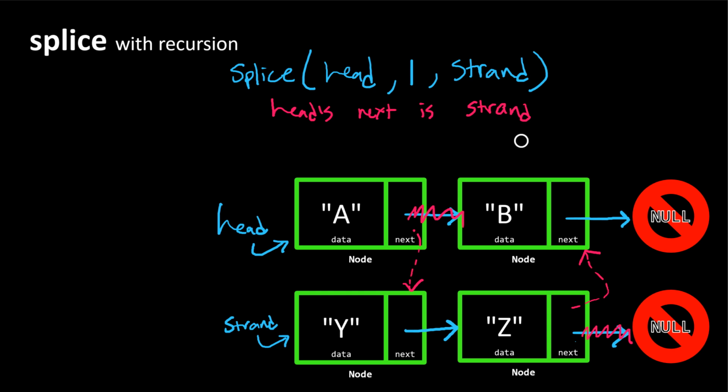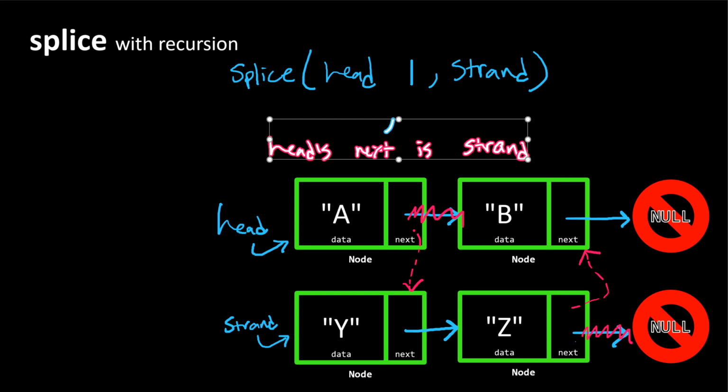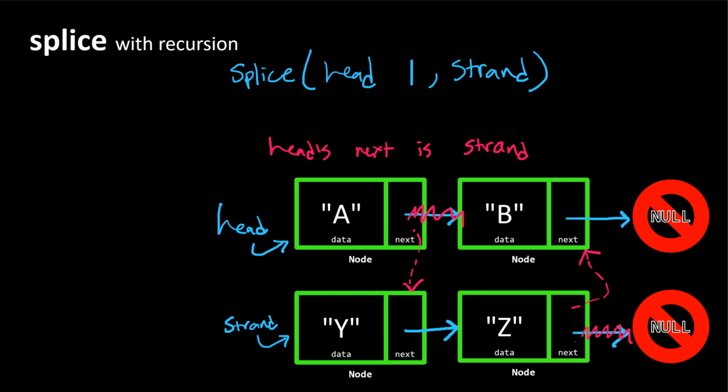I'm going to select this here and move it down so that there's room. This order does matter. Let me move this down real quick. So let's talk about why this order matters. If we erased this reference first, we would no longer know what comes after the head. So the first thing that we need to do is say the last node of strand, its next, is head.next.